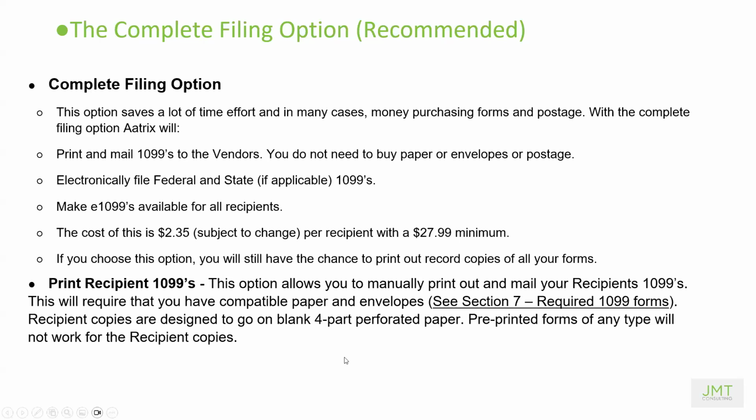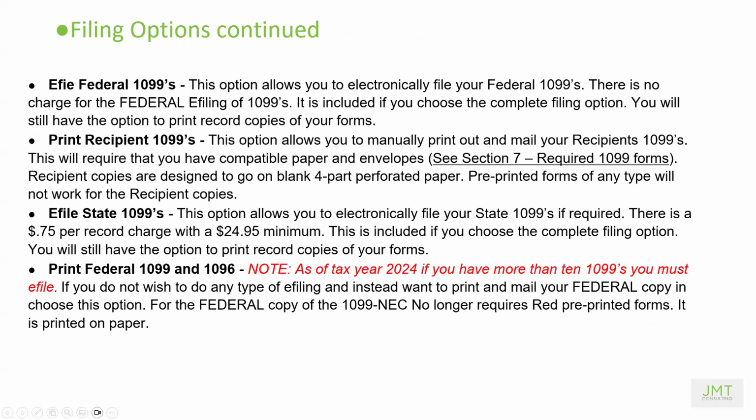Let me go to the next screen. And then you have all the additional e-filing options, what they'll go through. And again, we want to make sure that you see that as of tax year 2024, the new IRS rule, that if you have more than 10 1099s or W-2s or a combination, you have to e-file the federal forms. Okay, so that is that.